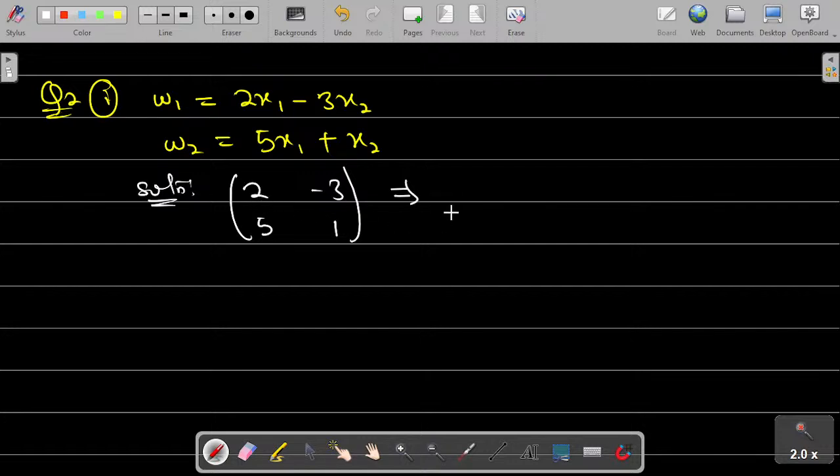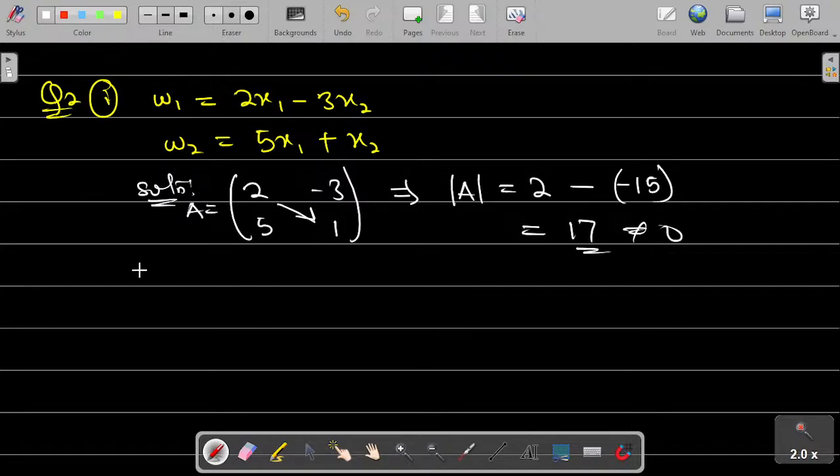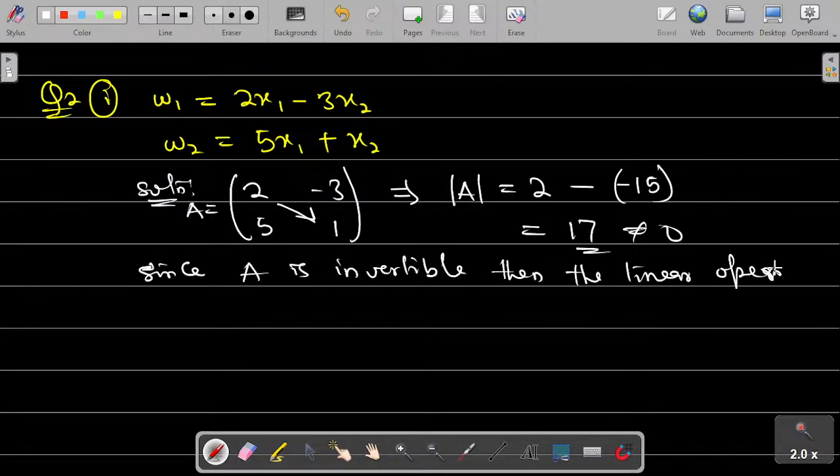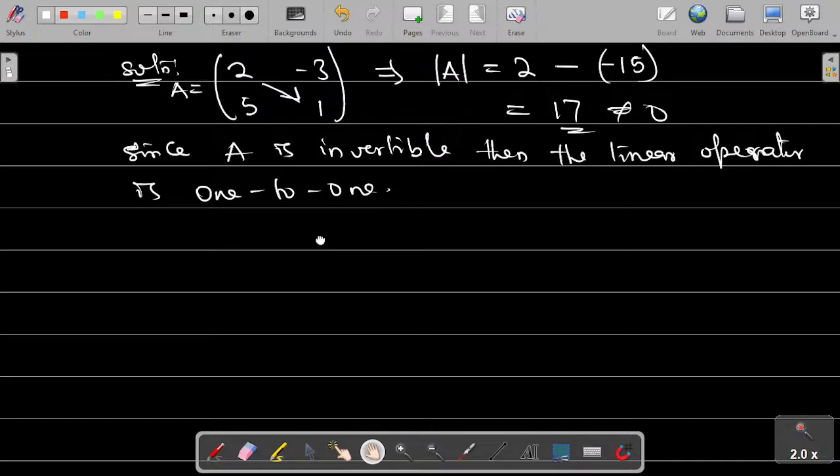So let's look at that. How do you get the determinant? Assuming that I called this A, the determinant of A is simply equal to this times this, which is 2, minus this times this one, which is minus 15. And of course, you can see that this is not equal to 0. Since this is not 0, A is invertible, then it's enough to conclude that the linear operator in I is 1 to 1. Okay, all right, and then you can now go ahead and do that of II.